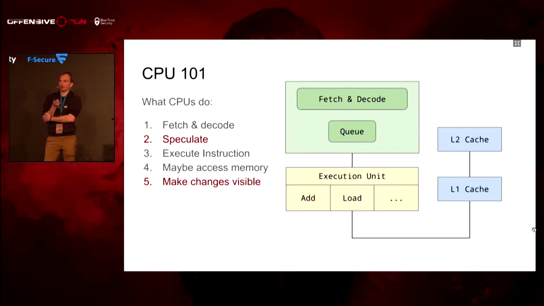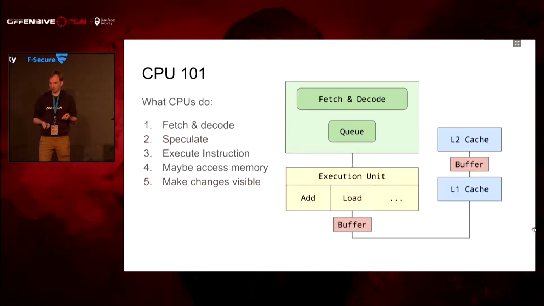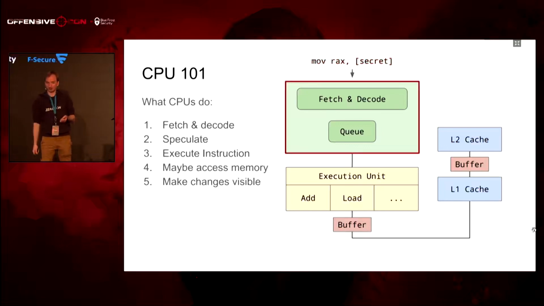The trick is you don't make the changes visible. Just after a while, when you notice all your guesses were right, then you make the changes visible, and the CPU retires the instructions, it's called. So you update the architectural state of the CPU. Then I learned there are also these buffers in between the L1 cache and the L2 cache, after the load port and also after the store port. But that should be a good enough model for us now. So let's say I have a privileged process that tries to read a secret. It will first go through the fetch and decode in the front end.